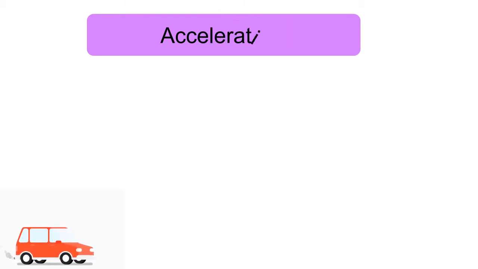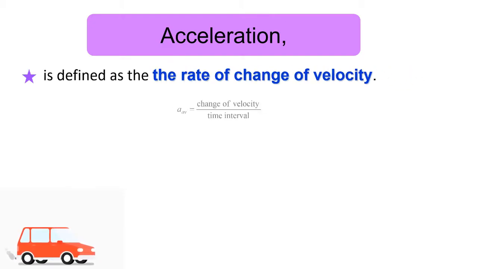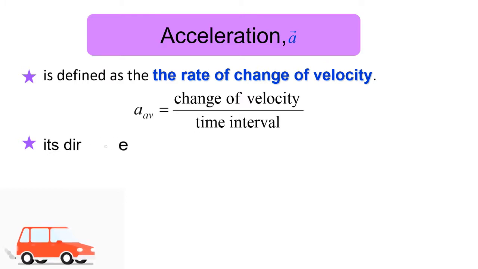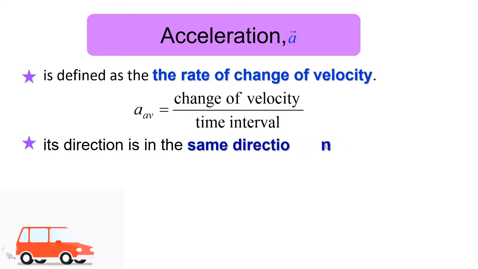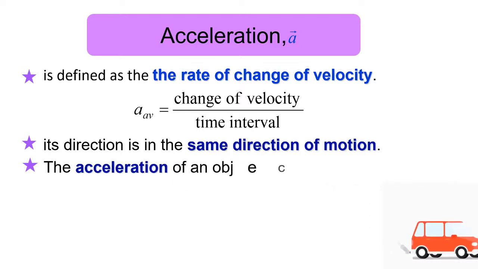Acceleration. Acceleration is defined as the rate of change of the velocity of the object. It is a vector quantity. Acceleration is the change of velocity over time interval. Its direction is in the same direction of motion. The acceleration of an object is uniform when the magnitude of velocity changes at a constant rate and along a fixed direction.